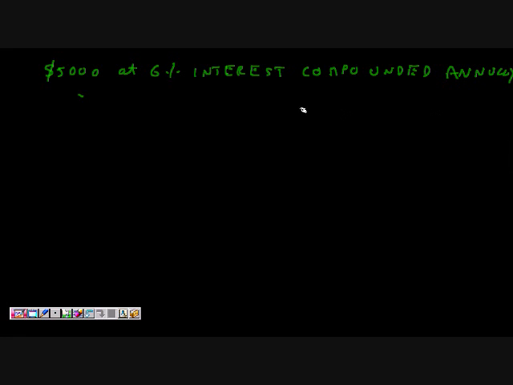Suppose you're given $5,000 at 6% interest, compounded annually, for 3 years. Now, compounded annually means interest is calculated once every year.